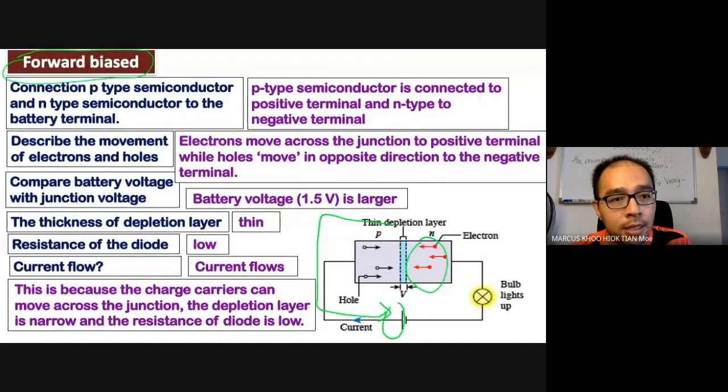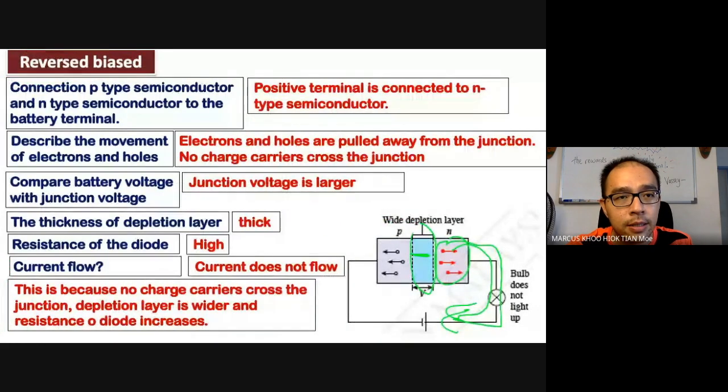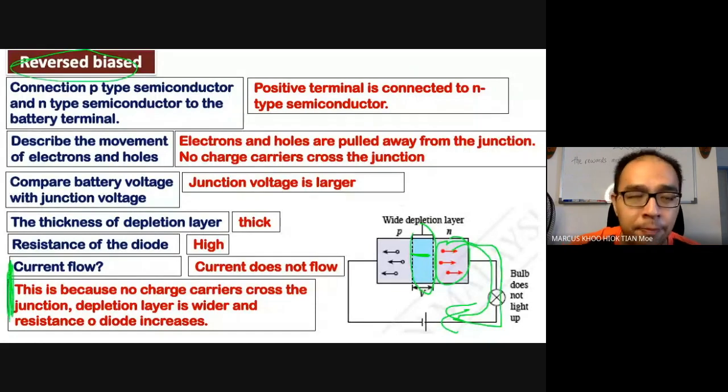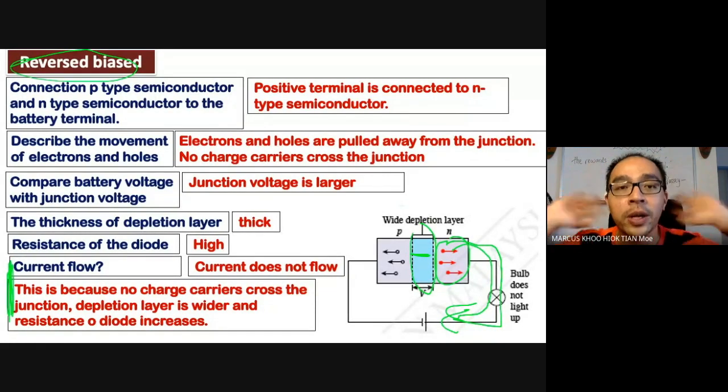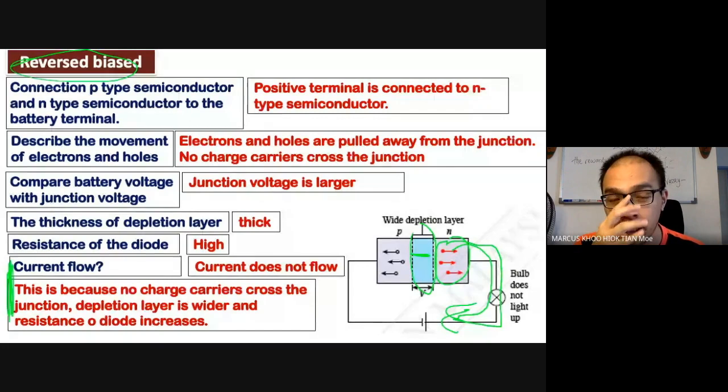If anything, this is a very important thing. Forward bias, current flow, and why. Reverse bias, no current flow, and why. If you don't understand anything that I've been saying for the past 1 hour, at least this. You must be able to explain why there is current flow in forward bias and why there is no current flow in reverse bias.